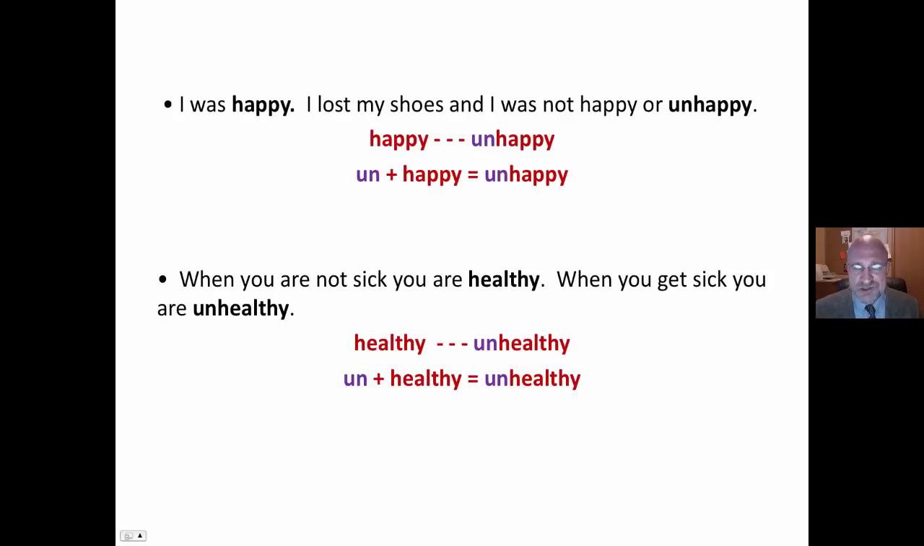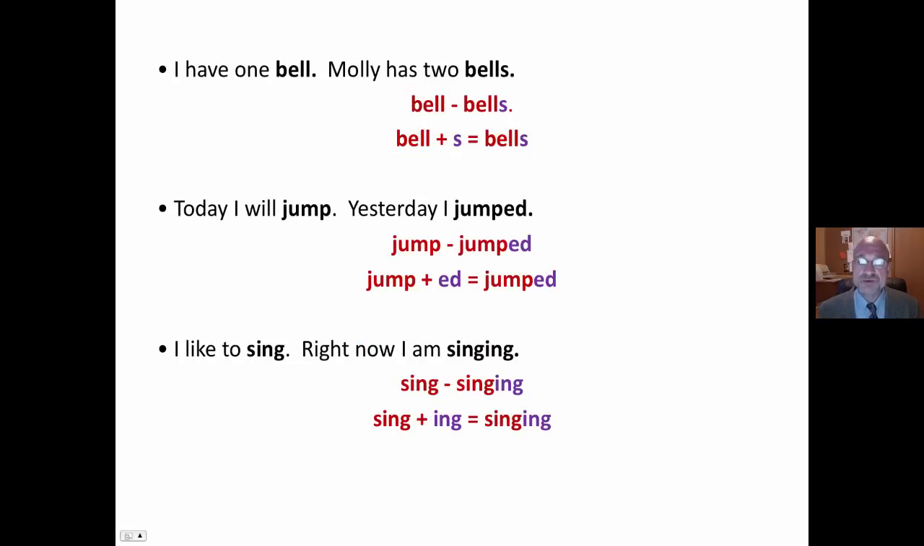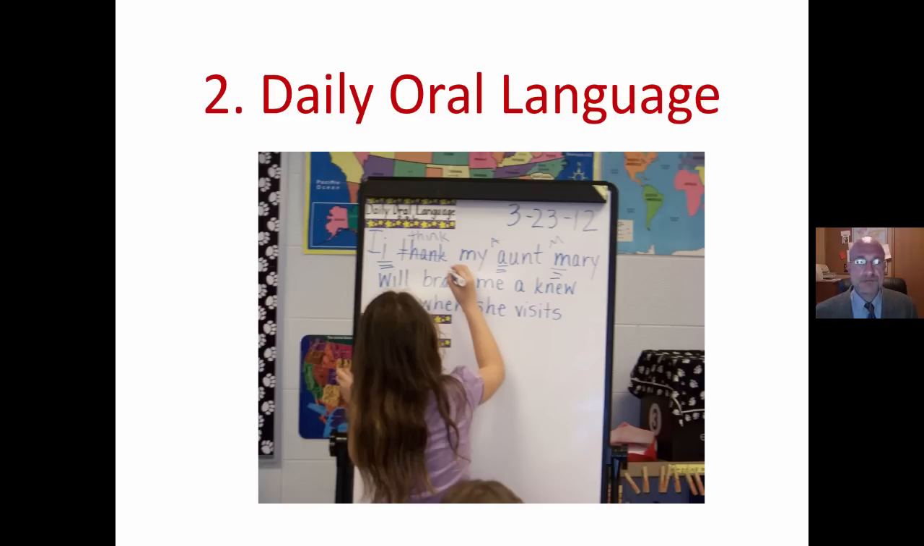I was happy I lost my shoes, and I was not happy or unhappy. And I'm using color here to clearly separate the suffix from the root words. When you are not sick, you are healthy. When you get sick, you are unhealthy. Healthy, unhealthy. Un plus healthy equals unhealthy. Same with your suffixes. You can stop and you can see there, but they see it in the context of the sentence. This is how I'm teaching it. Very simple. Don't need to spend a lot of time here. I'm using colors to make it stand out.